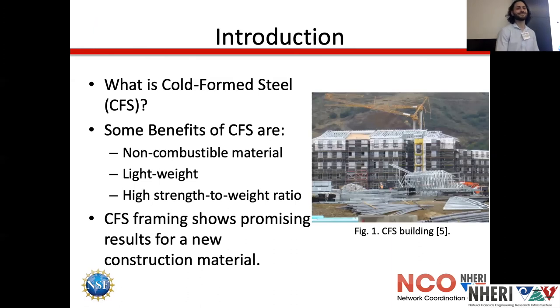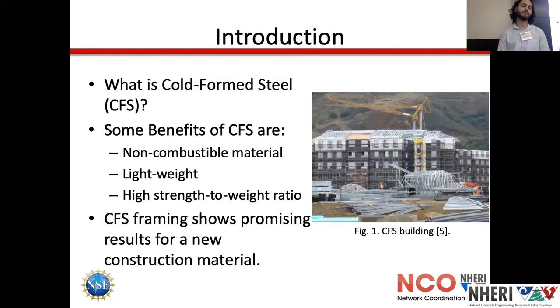What is cold form steel? Cold form steel members are made from steel sheet materials formed into different kinds of sections by roll forming the steel through a series of dies. Cold form steel does not require any heat treatment, unlike hot roll steel, hence the name cold form steel. This construction material offers many advantages.